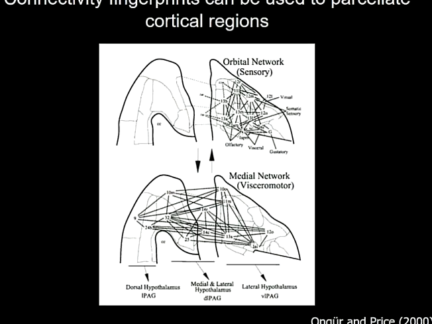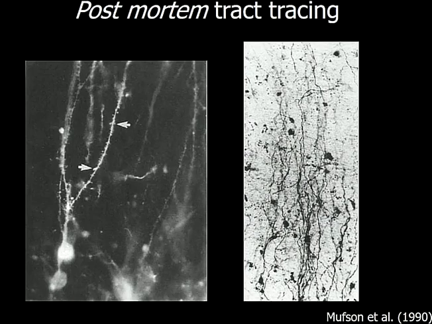And so then we can come up with these connectivity parcellations. Post-mortem tract tracing, on the other hand, which could be done in the human brain, is just on the order of a few millimeters. So we can never look at those long-range connections directly in the human brain.